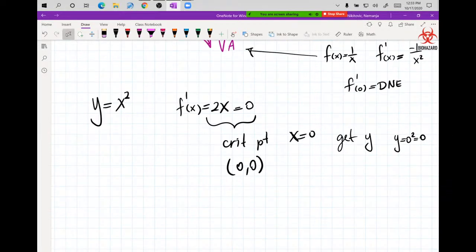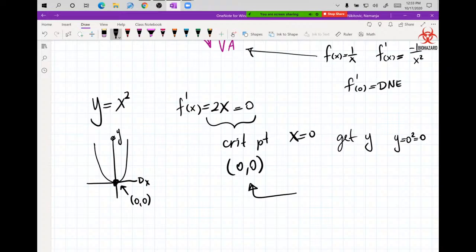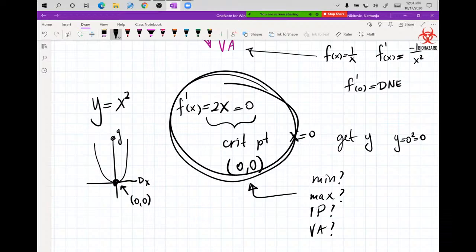Do you? Yeah, you do, right? You know what the x squared looks like. You know that at 0, 0 there is a minimum. And this calculation we just did tells us that there is something at 0, 0. What is that something? Is it a minimum? Is it a maximum? Is it this inflection point? Is it a vertical asymptote? This calculation here tells you there is something there.